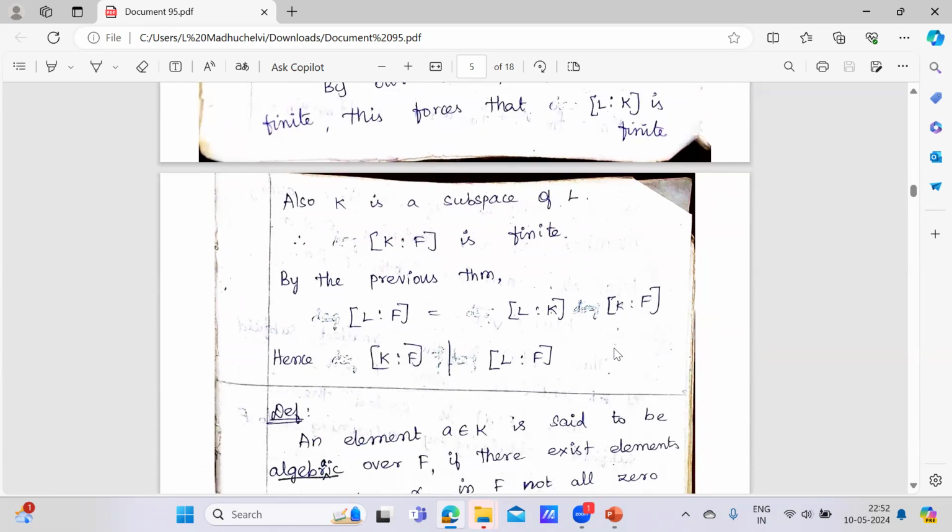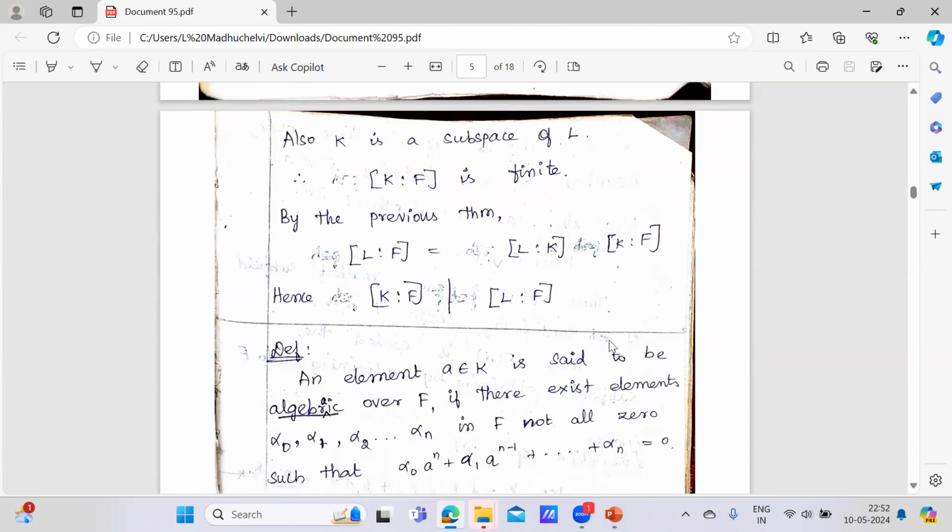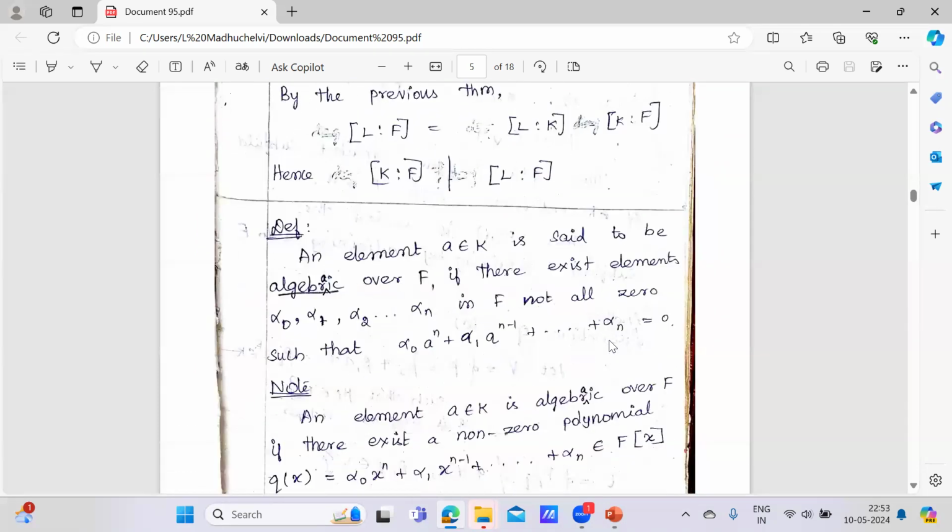By the previous theorem, we know that the degree of L over F equals the degree of L over K into the degree of K over F. This implies that the degree of K over F divides the degree of L over F.